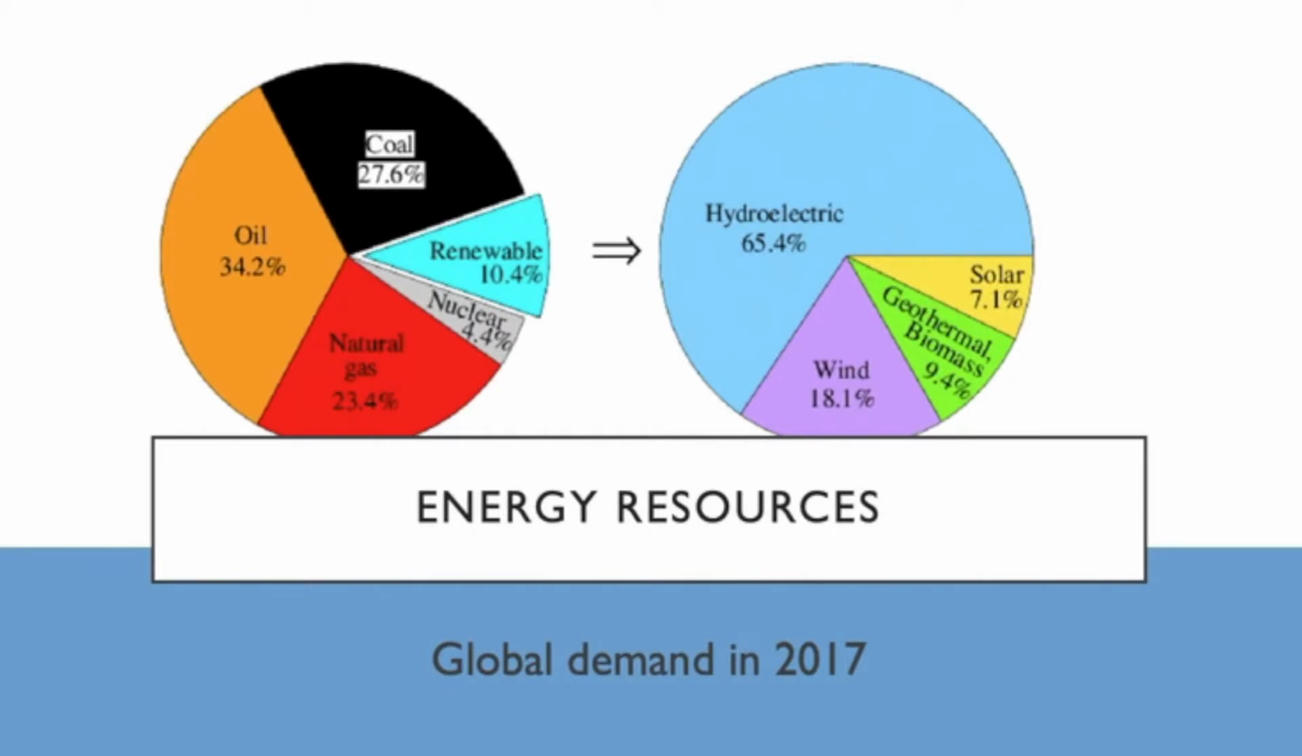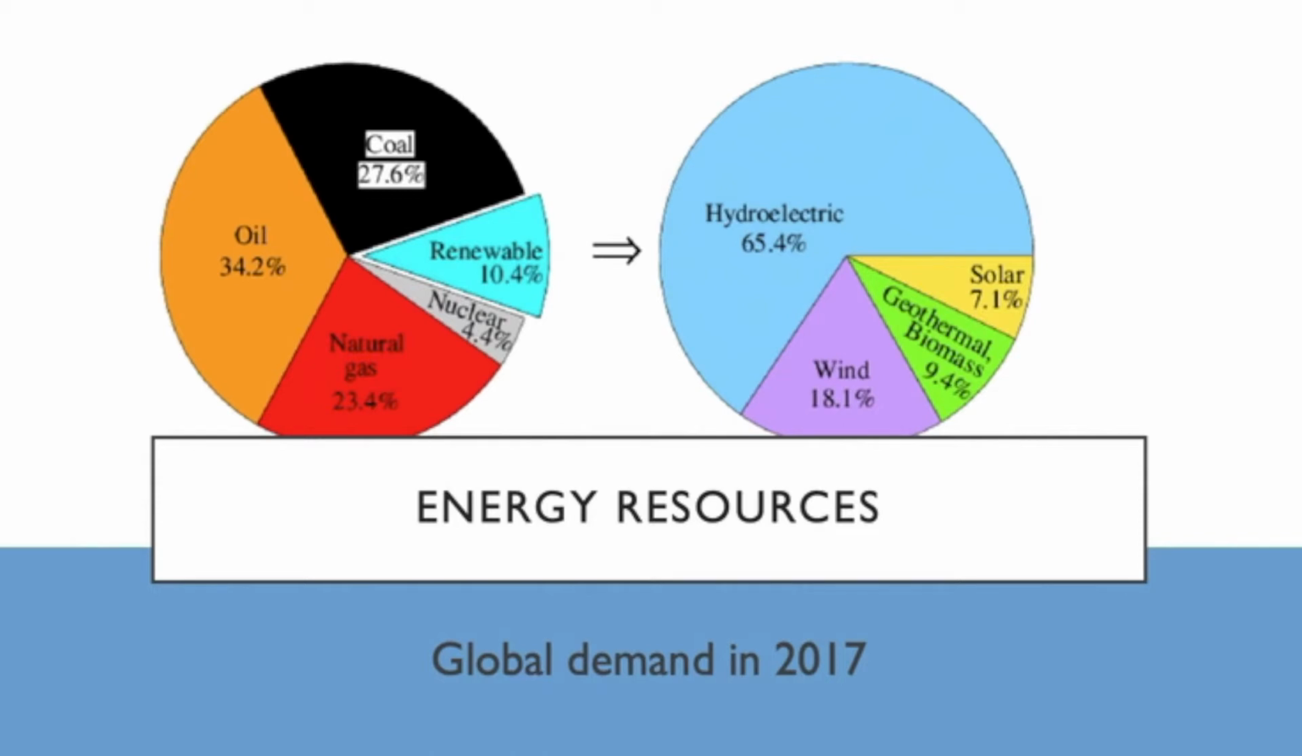So these are the energy resources that were used in 2017. You can see two pie charts here. Across the world, coal was just over a quarter of the energy resources that we use to make electricity. Oil was 34.2%, natural gas was 23.4%, and then renewables were about 10%, and then nuclear power was 4%. And then you can sort of zoom in on those renewables.